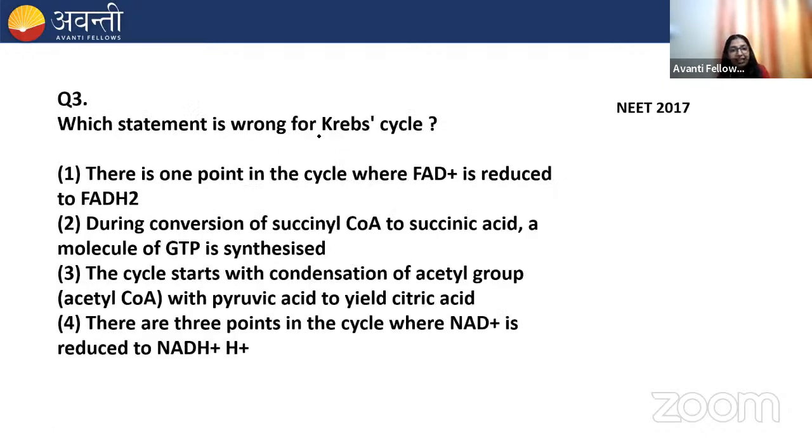Moving next. Which statement is wrong for the Krebs cycle? First, there's one point in the cycle where FAD plus is reduced to FADH2. Second, during conversion of succinyl-CoA to succinic acid, a molecule of GTP is synthesized. Third, the cycle starts with condensation of an acetyl group, that is acetyl-CoA, with pyruvic acid to yield citric acid. Fourth, there are 3 points in the cycle where NAD plus is reduced to NADH plus H plus. What do you think? What will be the correct option? They're asking for the wrong statement.